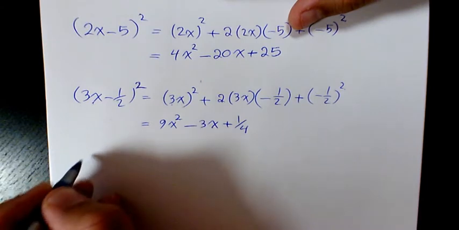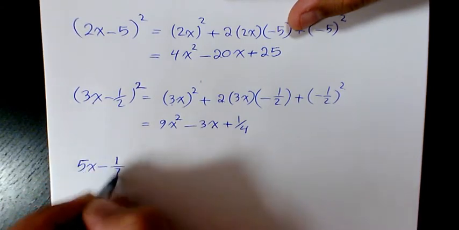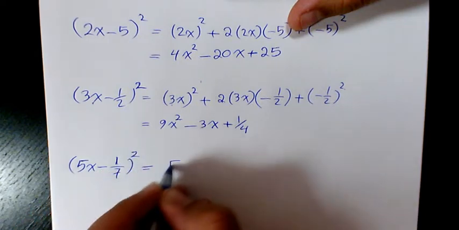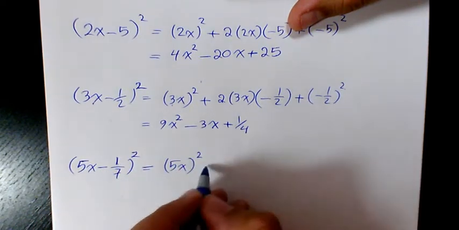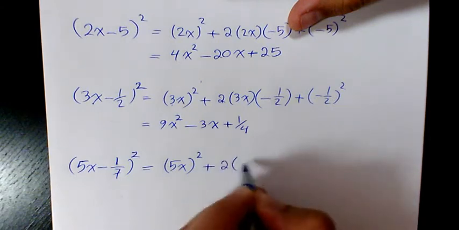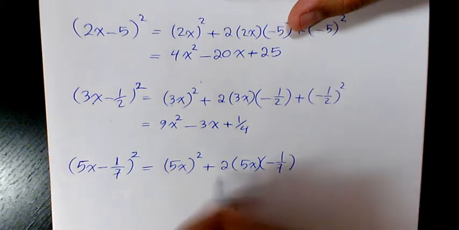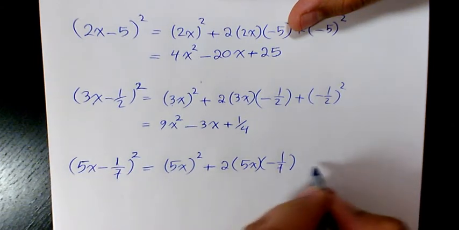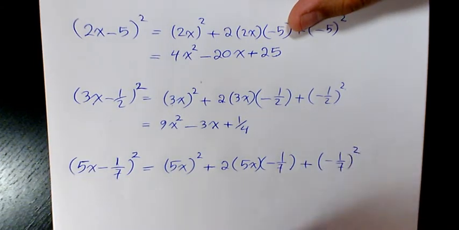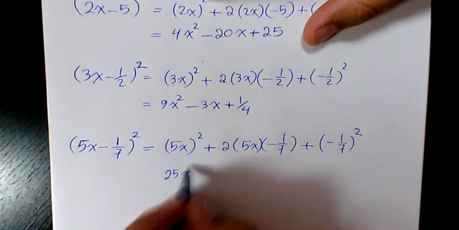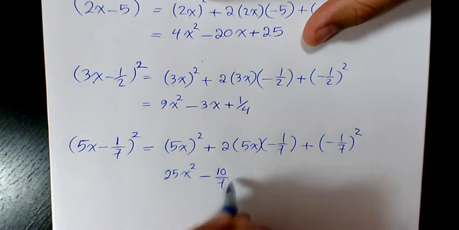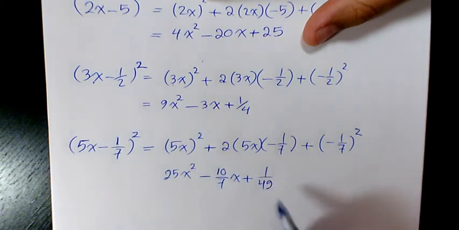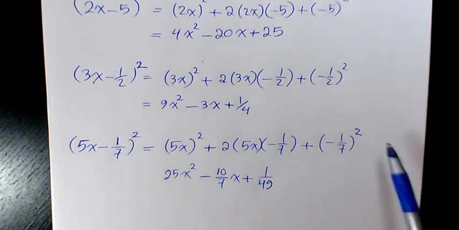Next example. (5x minus 1 over 7) to the power of 2 is going to be (5x)^2 plus 2 times 5x times negative 1 over 7. 2 times the first number, which is 5x, times the second number, which is negative 1 over 7, plus (negative 1 over 7)^2. That's going to be 25x squared minus 10 over 7 x plus 1 over 49. Why 1 over 49? Because (negative 1 over 7)^2 is going to be negative 1 over 7 times negative 1 over 7, which will be positive 1 over 49.